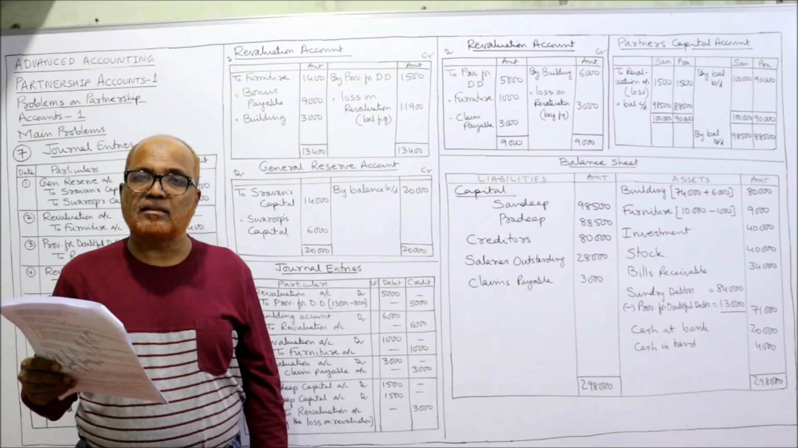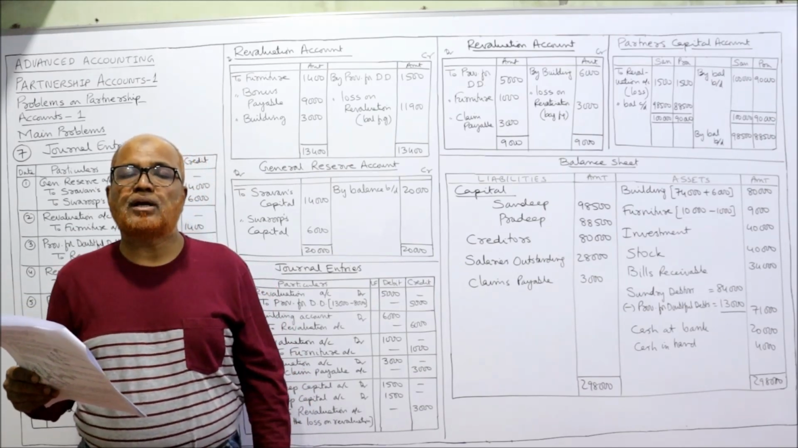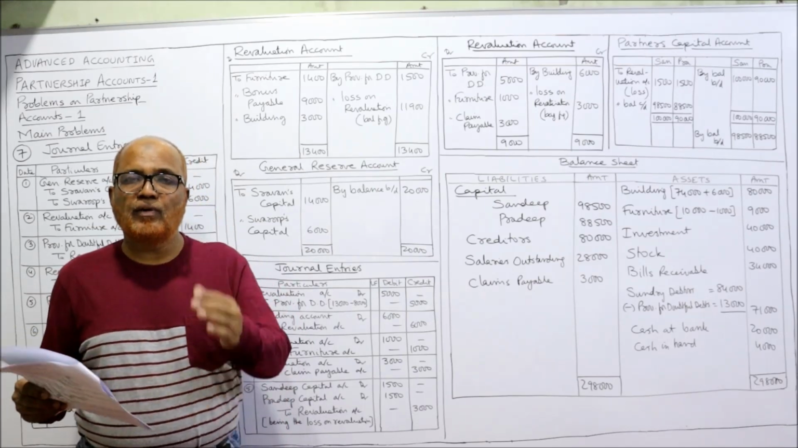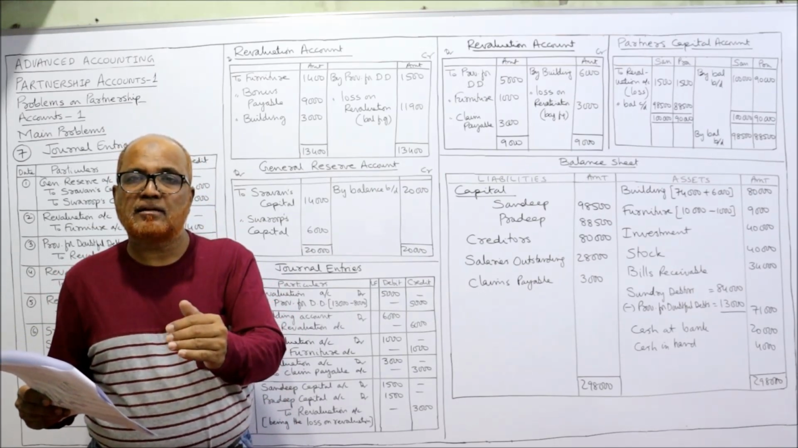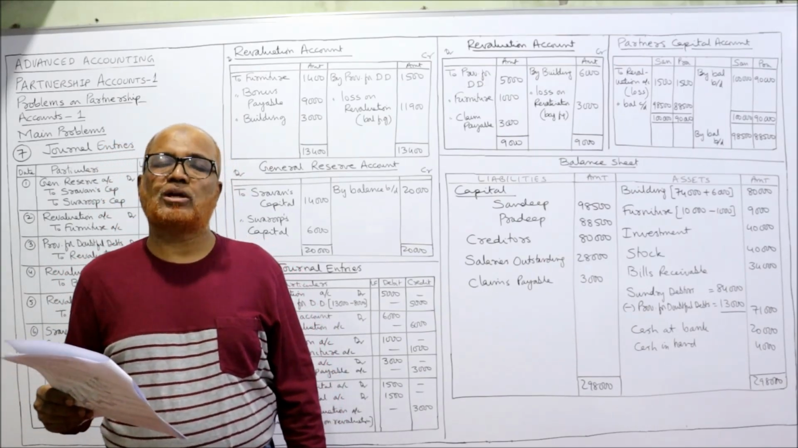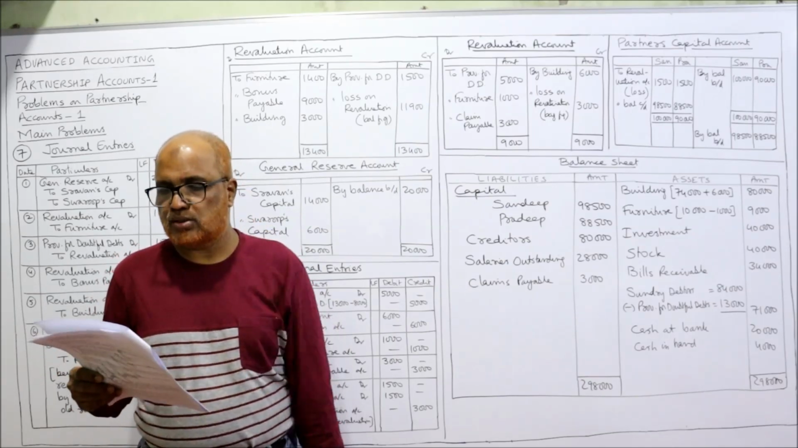And furniture 9,000. The balance sheet value of furniture is 10,000. That means you have to reduce the value of furniture by 1,000. If you want to reduce the asset, credit the asset. Entry will be revaluation account debit, furniture account credit, 1,000.